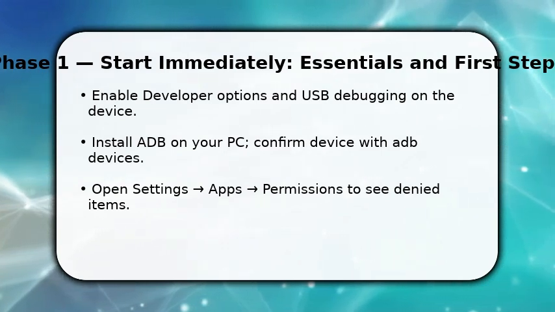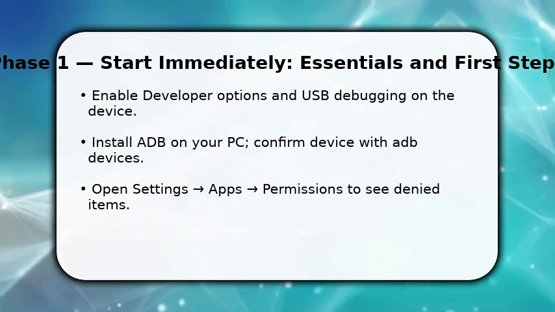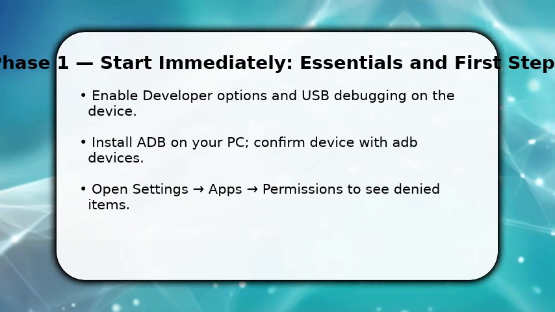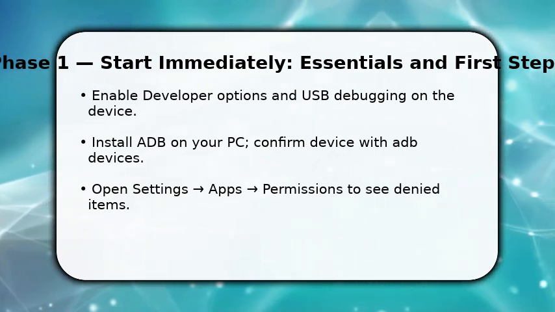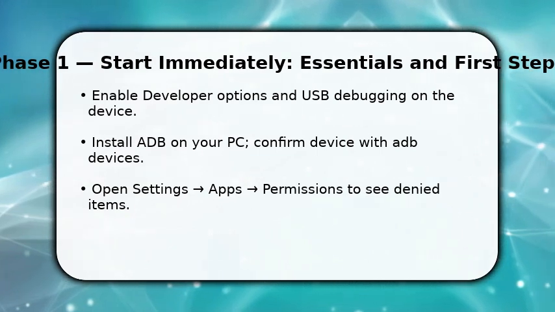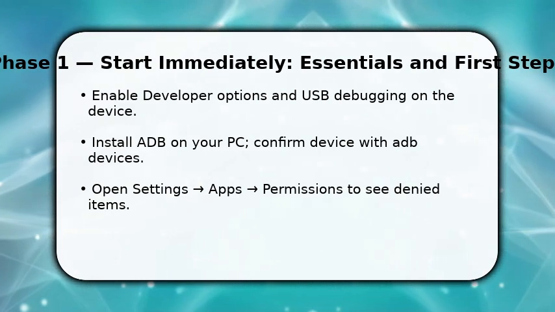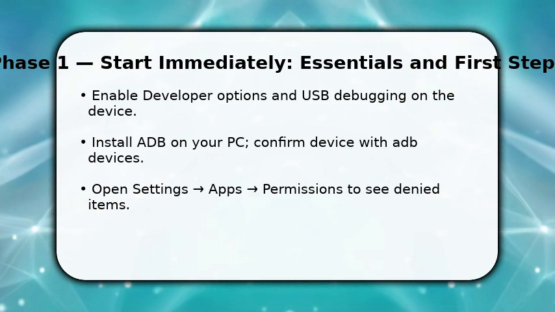Next, open Settings > Apps > Permissions for the troubled app to see which permission is denied. While you look, capture a short log with adb logcat to see the permission failure trace. This shows whether it's a runtime request, a manifest omission, or a file system permission issue. Now you're ready to fix it.